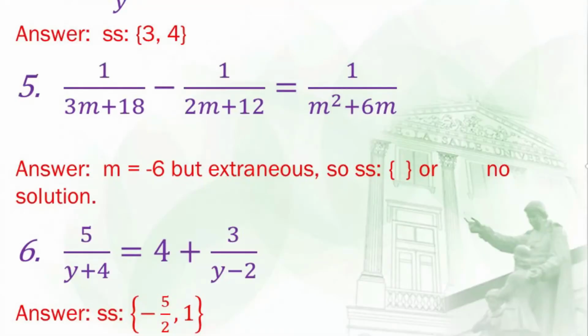Next, in number 5, 1 over 3m plus 18 minus 1 over 2m plus 12 is equal to 1 over m squared plus 6m. What is the LCD? How do we answer number 5? How do we answer that?